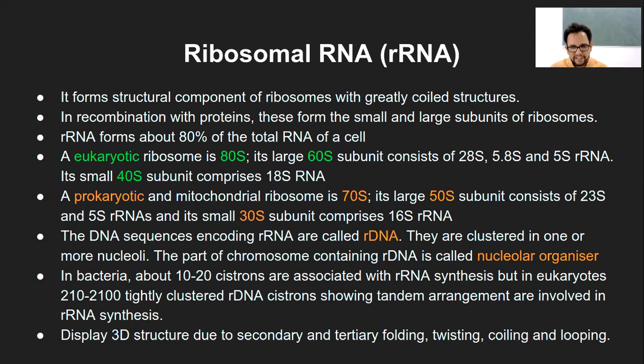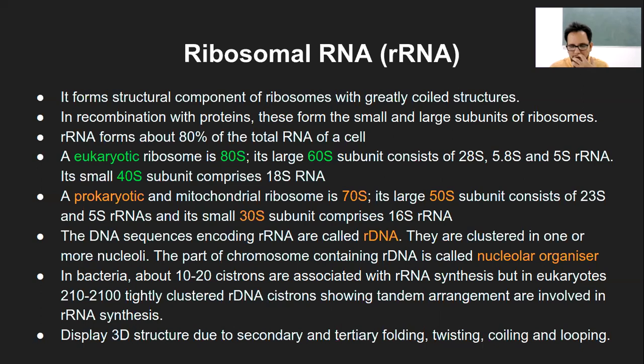Now, this display of the three-dimensional structure of the rRNA is typically due to the secondary and tertiary folding. Now we know rRNA, any type for that matter, whether it's messenger RNA or tRNA or rRNA, has a certain two-dimensional, three-dimensional structure, right? So that is the secondary and tertiary structure, which is ultimately a three-dimensional structure. And that is due to the folding of the strand, or the twisting of the strand, or coiling and looping and so on.